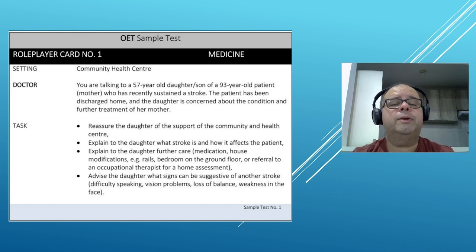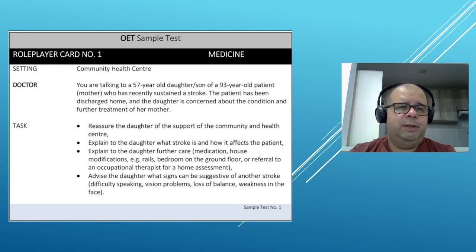One way you could start this task is this. Now, Miss Jones, I would like to talk to you about your mother's further care at home. It is important for her to take her medication every day at the same time. We might need to do some house modifications, such as installing rails or moving your mom's bedroom to the ground floor. And I would like to refer your mom to an occupational therapist for a home assessment. Would that be okay with you?